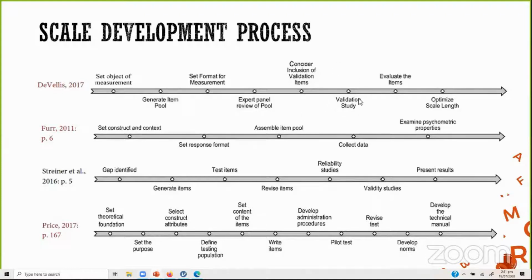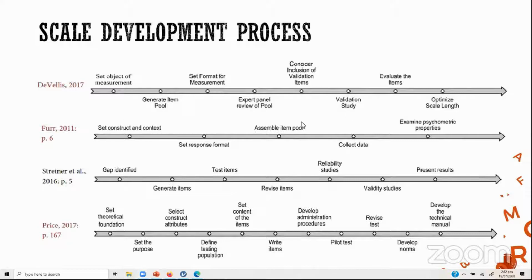Validate your questionnaire. How to validate it? We'll be doing exploratory factor analysis and confirmatory factor analysis. Evaluate the items that do not fit the validation process, and then optimize your scale. See if, with some of the items removed, the final scale is good in length, measures the underlying construct, and fits the definition. Obviously, now you have completed the scale development process and you can move ahead.